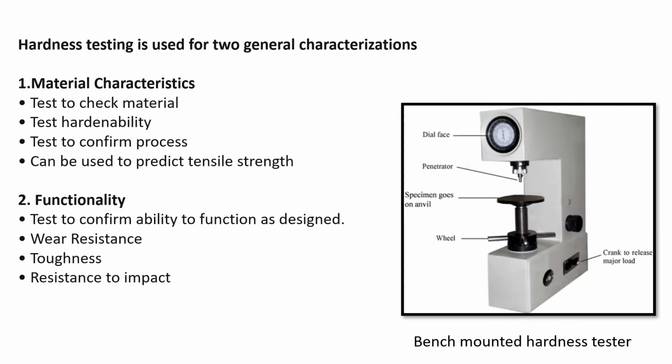Why do we test things or objects for hardness? Well, characteristics, for example, to check the material. Is it the right material? To check the hardenability. Did we actually do any hardening when we heat treated the component? Testing to confirm that parts are within specification, and we can use it to predict the tensile strength. Functionality. We're testing to see that the component is fit for purpose.